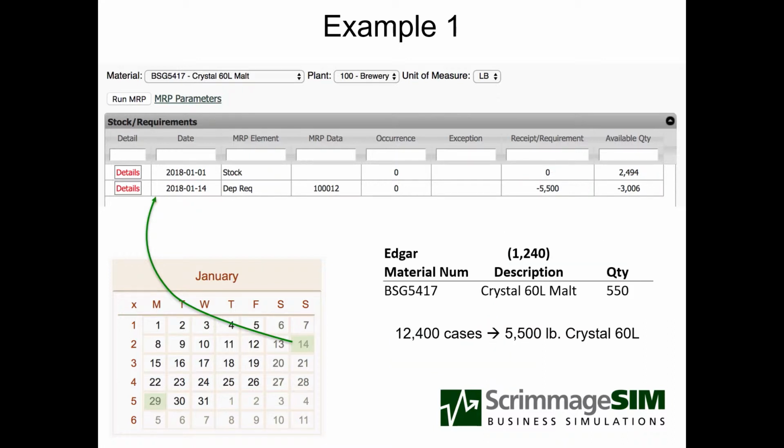Again, our bill of material says that 1,240 cases of Edgar Ale require 550 pounds of crystal malt. So the 12,400 cases will then require 5,500 pounds of crystal malt, which we will have to roast.